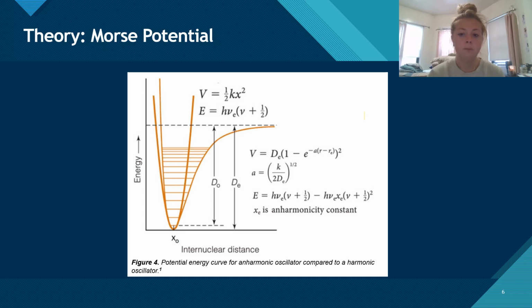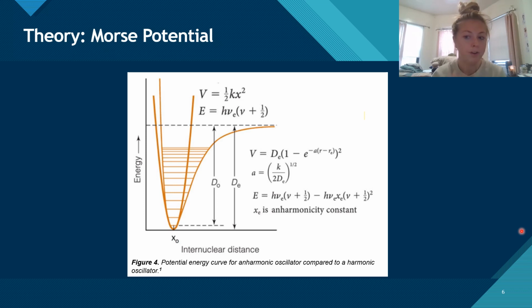Looking at a bond as a harmonic oscillator models this equation, and this states that it can stretch and compress with no limit, which we know isn't possible, so we have to quantize vibrational energy, and this is represented by this equation, where VE is equal to the harmonic frequency.